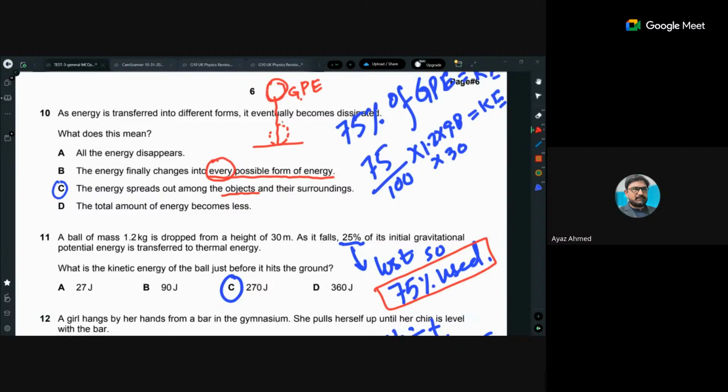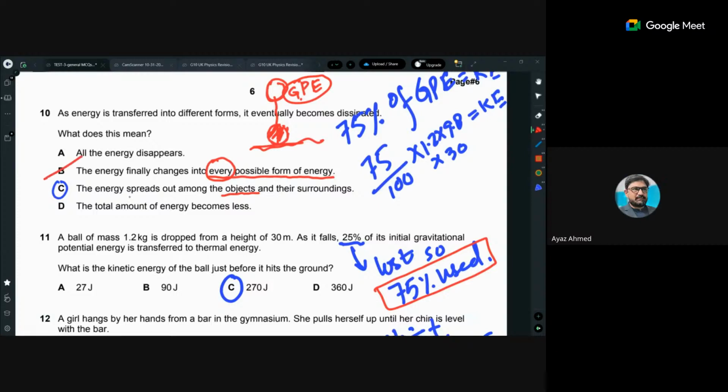For example, this every means that when a ball is dropped on the ground, its gravitational potential energy must be converted into kinetic, elastic potential, sound, thermal, nuclear, light, geothermal, and everything, right? Whatever forms of energy exist, its energy should be converted into all of them. So that is why it is not possible.